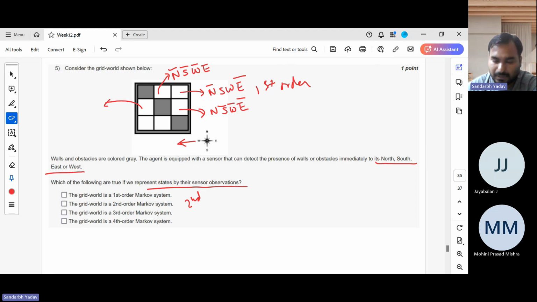So let's see this one. North, there is an obstacle, and south, there is no obstacle. West, there is an obstacle. East, there is an obstacle. Again, this is different, right? Yeah, this is different. This is also different from this.